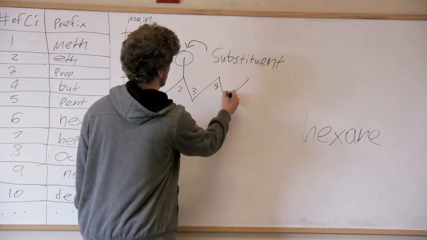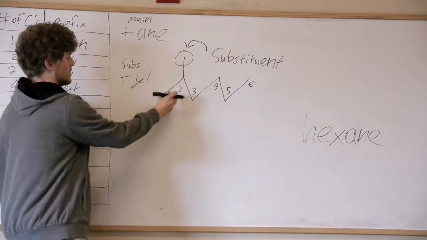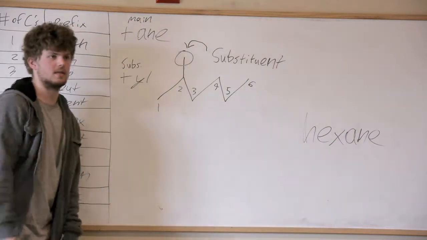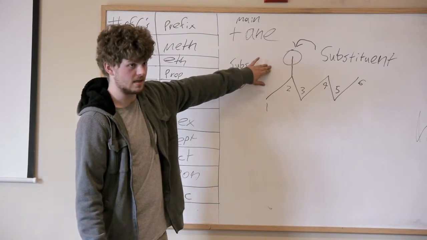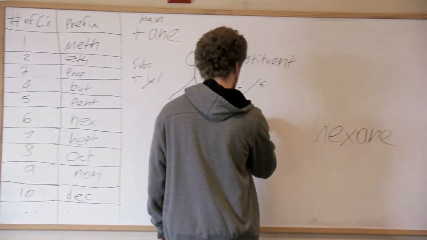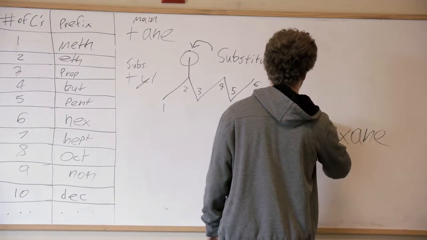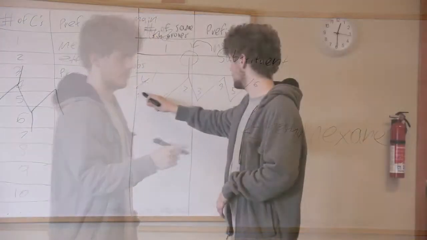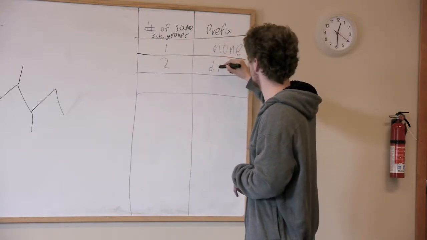In the structure, there are numbered carbons off the main chain. This is the first, second, third, fourth, fifth. So this methyl group lies on the second carbon. So we call this 2-methylhexane.